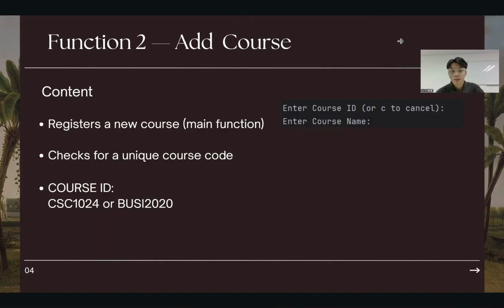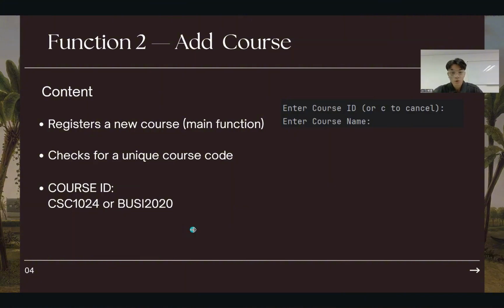Hi, I'm Javin, and I'm here to introduce function 2, which is the add course feature. This is responsible for registering new courses into the Sunway grading system. When the user selects this function from the main menu, the program will prompt them to enter a course ID and a course name. The course ID must follow a strict structure, which is at least 3 letters followed by at least 3 numbers. This is a sample of the course ID.